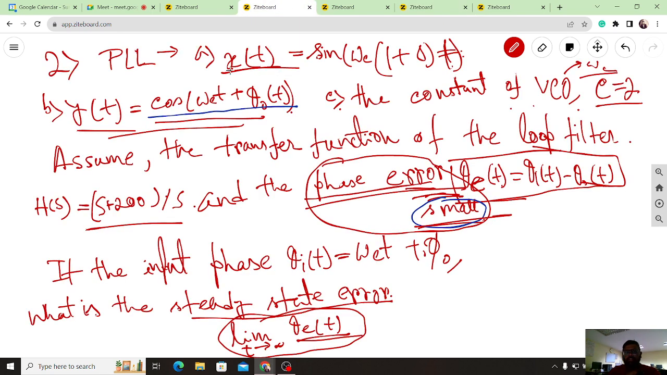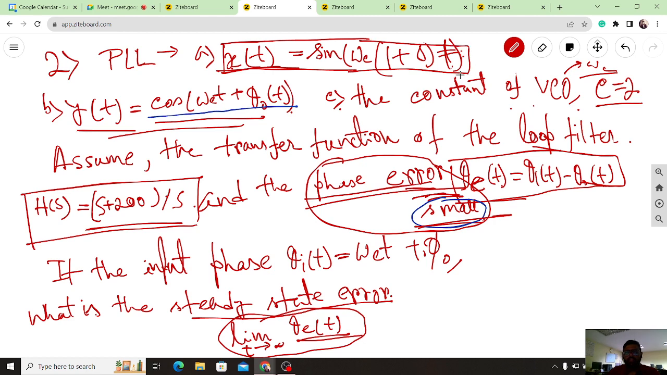Just repeating the question once again for clarity, we have input signal x of t, that is sine of omega ct plus this sort of input sequence, and the output is also cos omega ct plus theta 0 t, and other things remain unchanged from question number 2. Only the transfer function of the loop filter in the PLL is changing. The transfer function is not 1 in this case, instead it is s plus 200 by s. That is the only change except the input frequency. So we have to find out what is the steady state error once again.